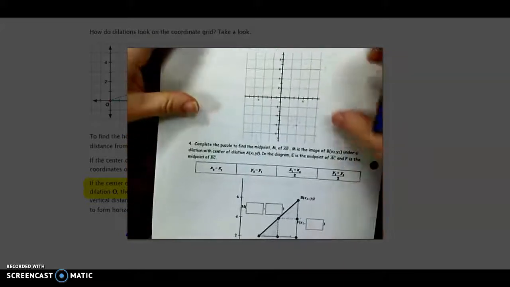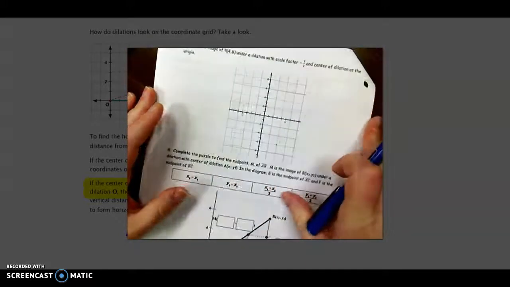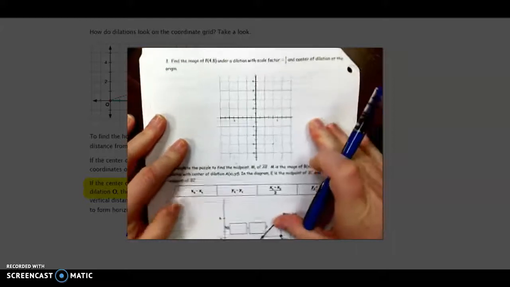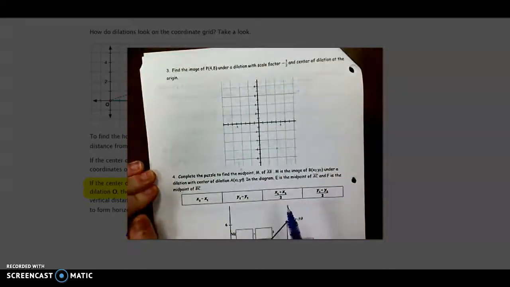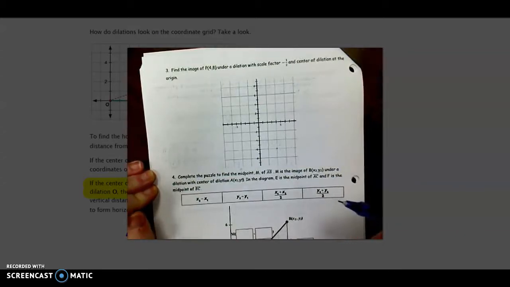Okay, so let's look at a negative scale factor. So remember, when you have a negative scale factor, it does two things. It does the dilation, but it also does a 180-degree rotation of the points. In this case, it's just 1 point. Remember, this will also put the point on the other side of my center of dilation.